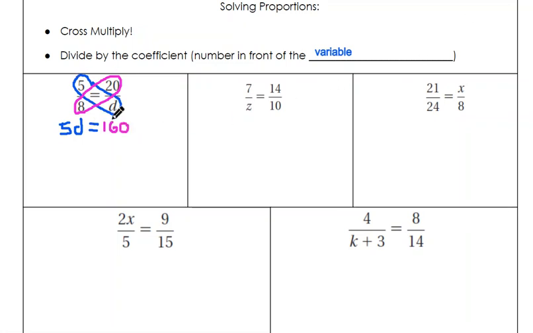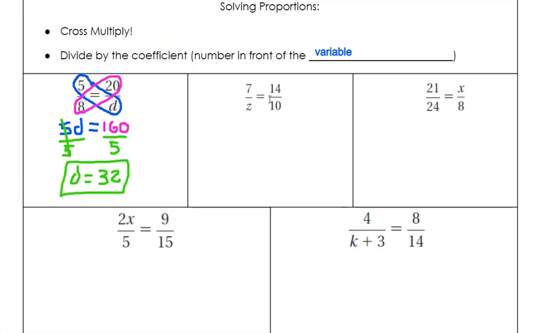So I cross multiply, and now I want to divide by the coefficient, the number in front of the variable. I'm going to divide by 5 on both sides. The reason I do that is because then those 5s cancel out, and that leaves me with d. And then 160 divided by 5 gives me 32. So that's our missing value, d equals 32.